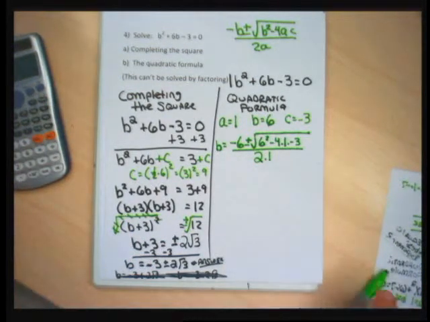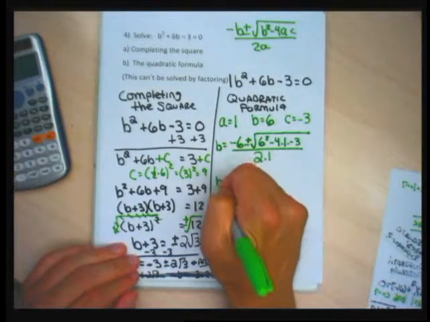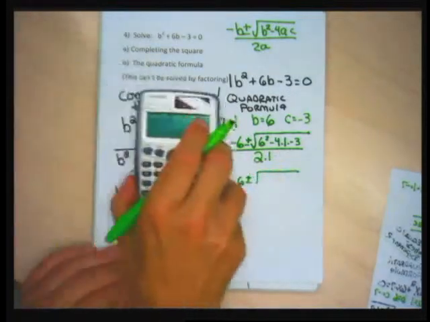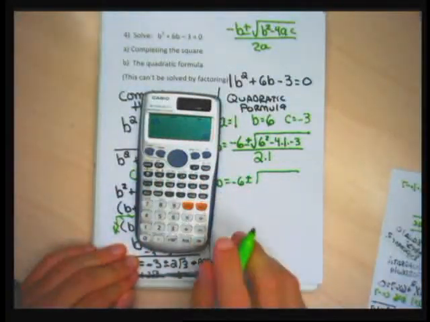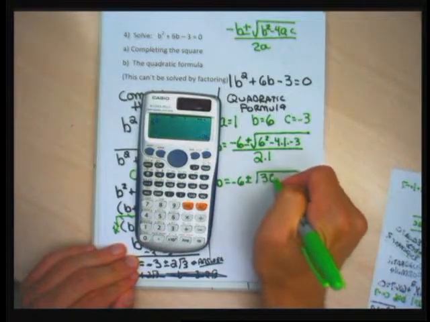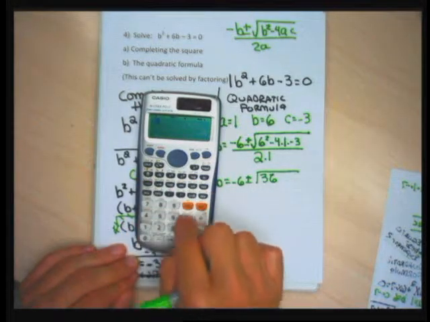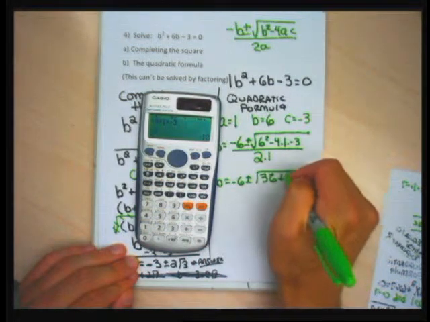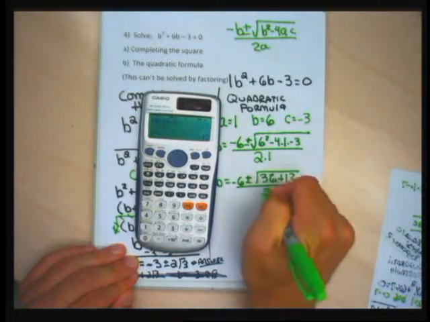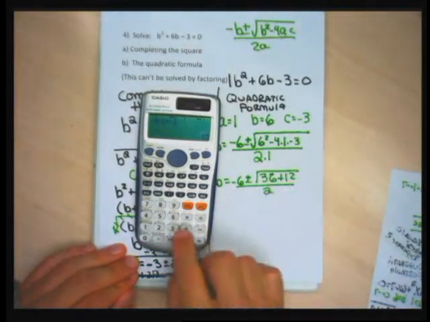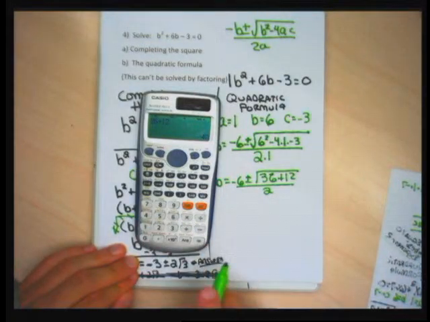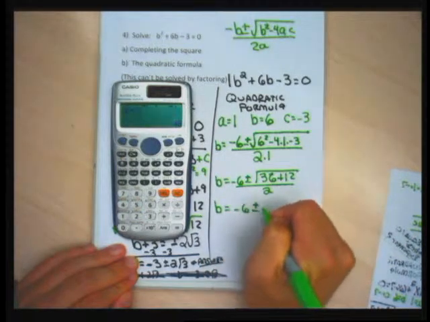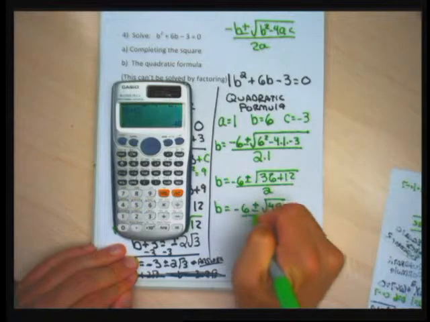So by hand, under the square root, I'm going to work first. I'm going to go negative 6 plus or minus, and then the 6 squared is going to be 36. And then the minus 4 times 1 times minus 3, two negatives turn into a plus. I get a plus 12 over 2. The 36 plus 12 is going to give me a 48. So I'm going to get b equals negative 6 plus or minus the square root of 48 over 2.